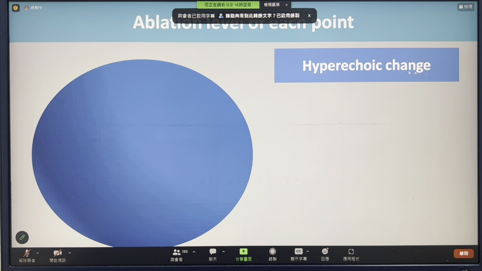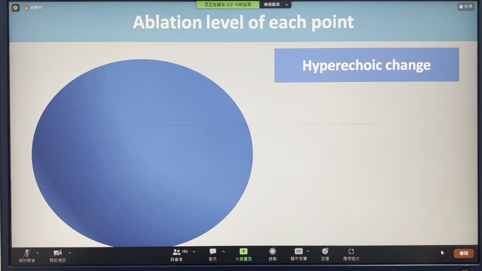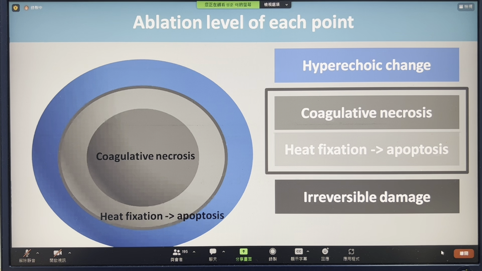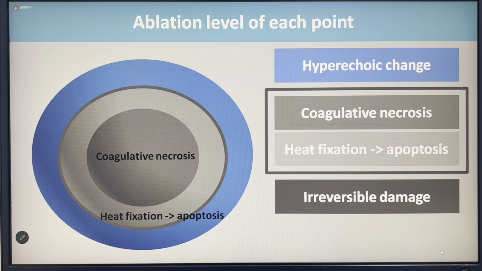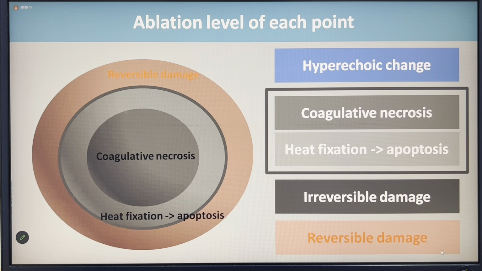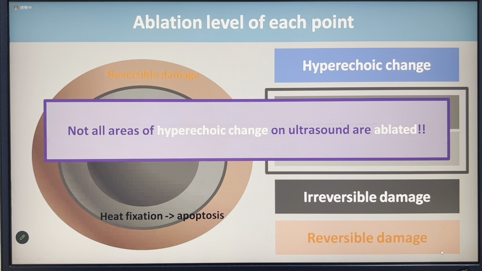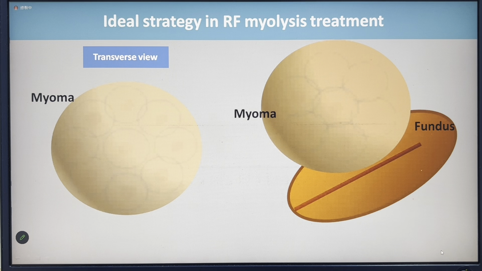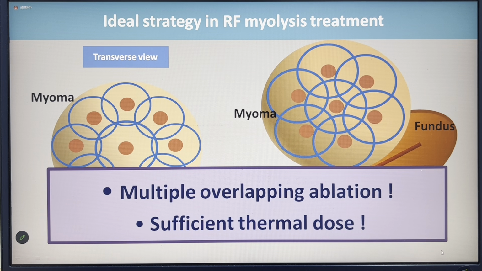So first you see a hyperacute change on the ultrasound by ablating one spot. So the core area has completely ablated by coagulative necrosis and apoptosis, but there is only reversible damage in the peripheral area. So not all areas of hyperacute change on ultrasound are ablated. Therefore, multiple overlapping ablation and sufficient thermal dose is needed for complete ablation.